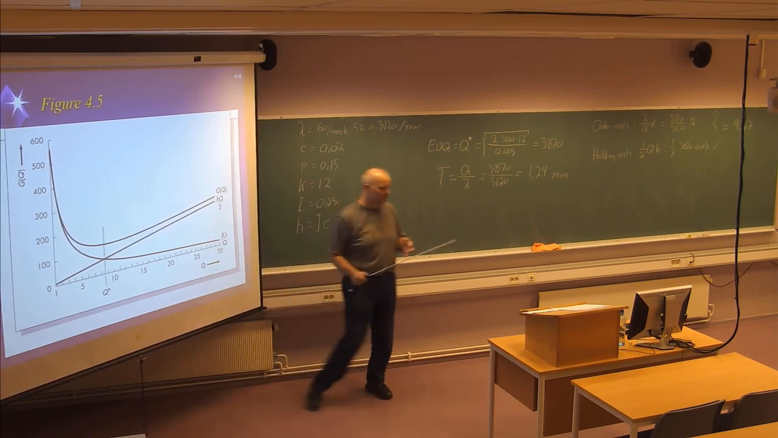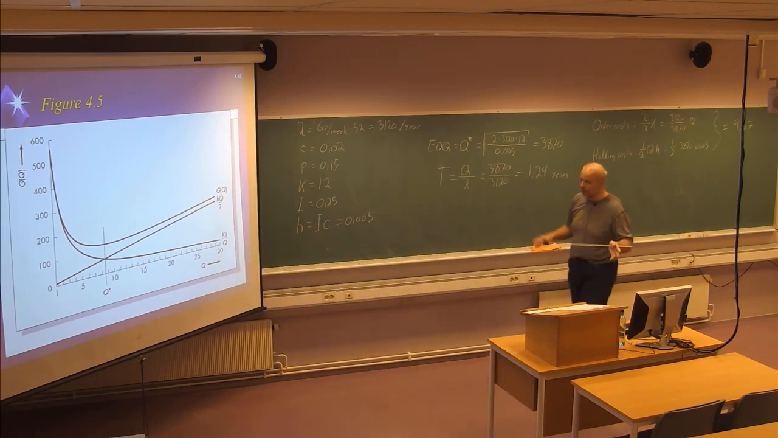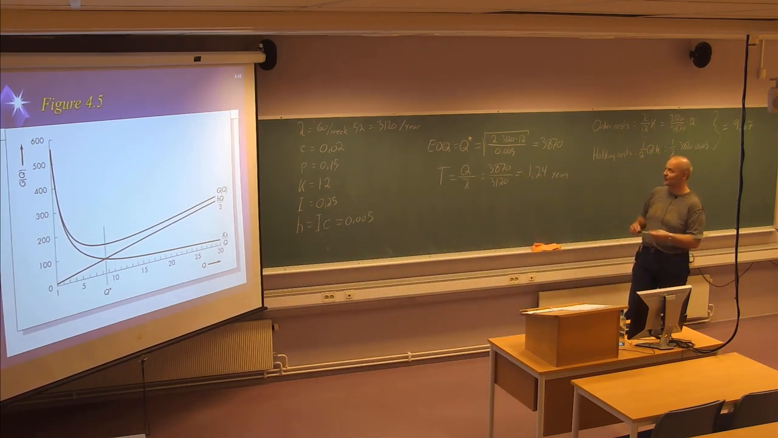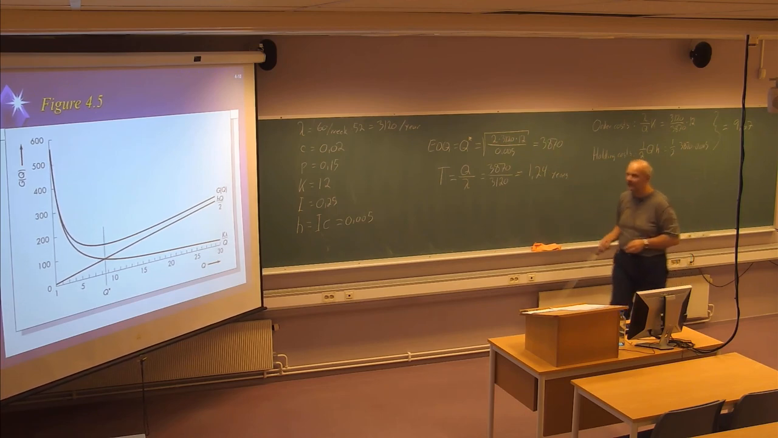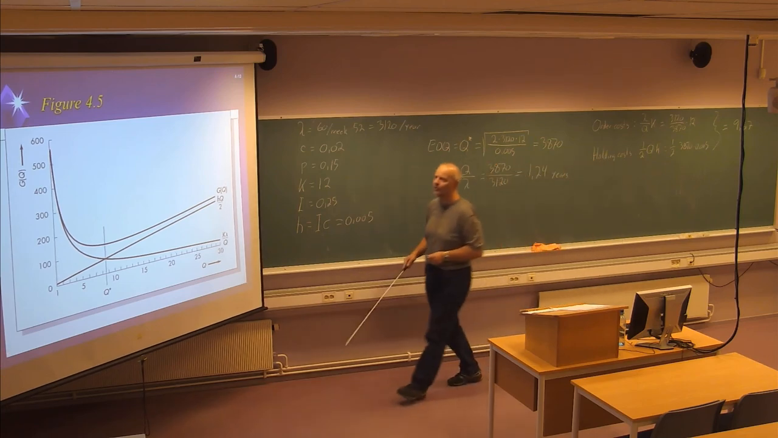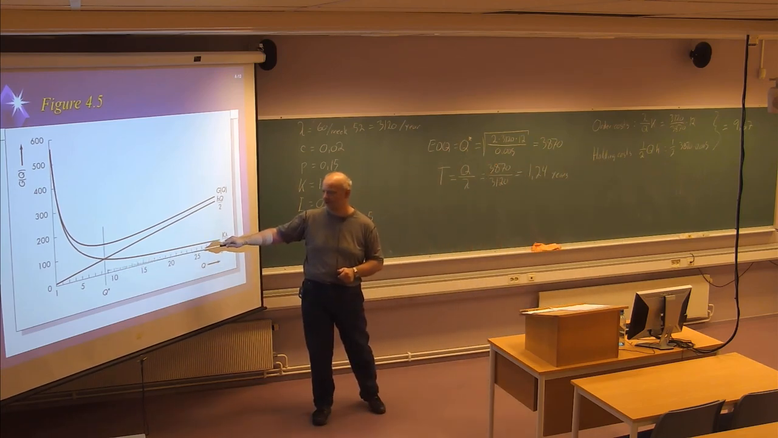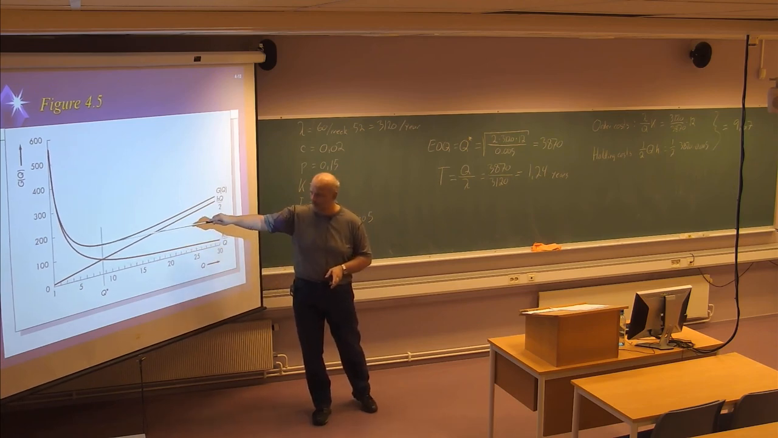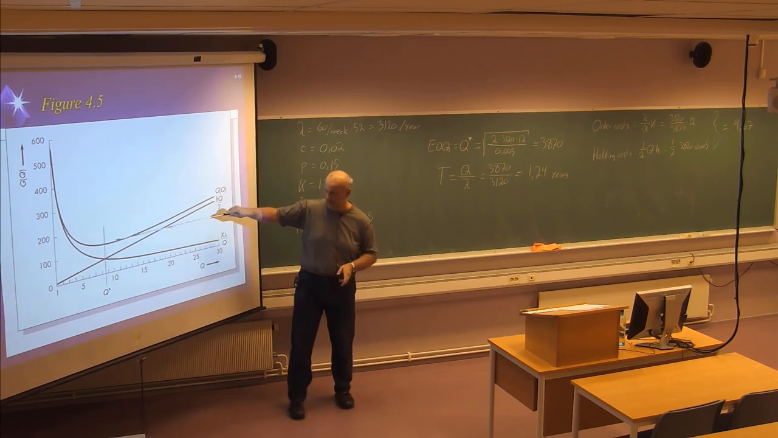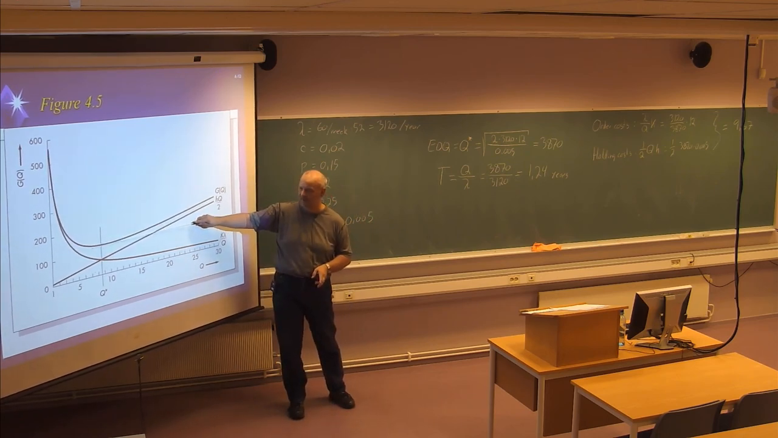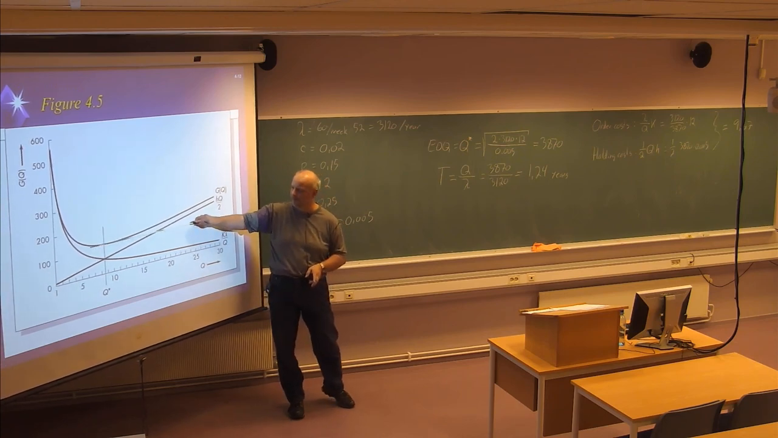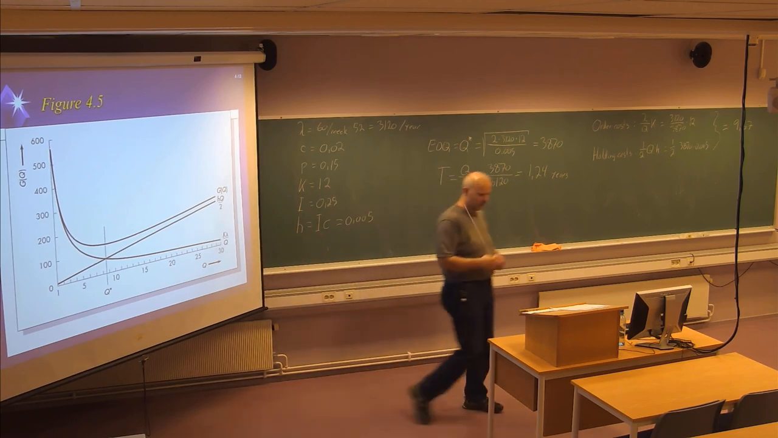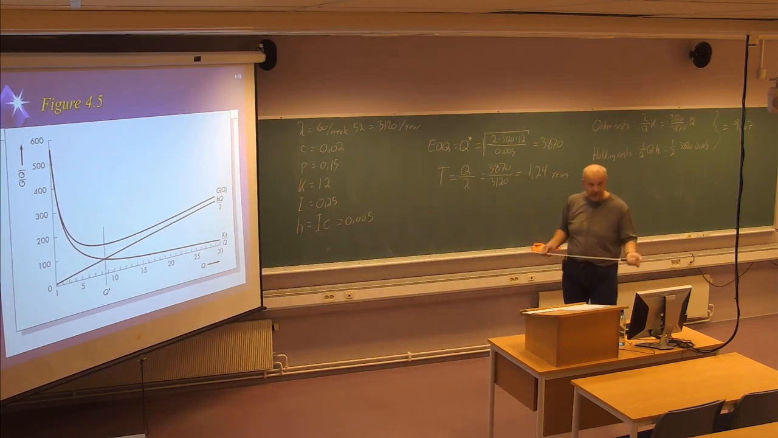That is one of the reasons that the EOQ formula, or Wilson's or Harris's formula, is so extensively used: it is so robust. Even if you are not able to find the exact value of the order size Q because of uncertainty in the parameter values, within a reasonable range you will not have a very high deviation of the cost curve, and not much increase in cost compared to the optimal value.